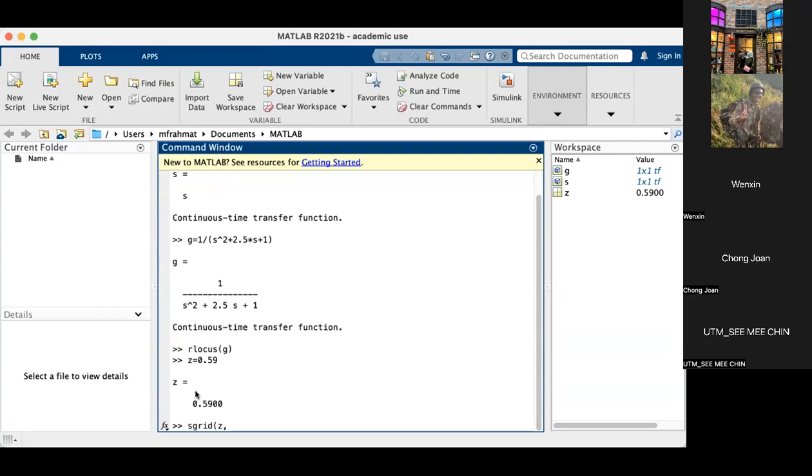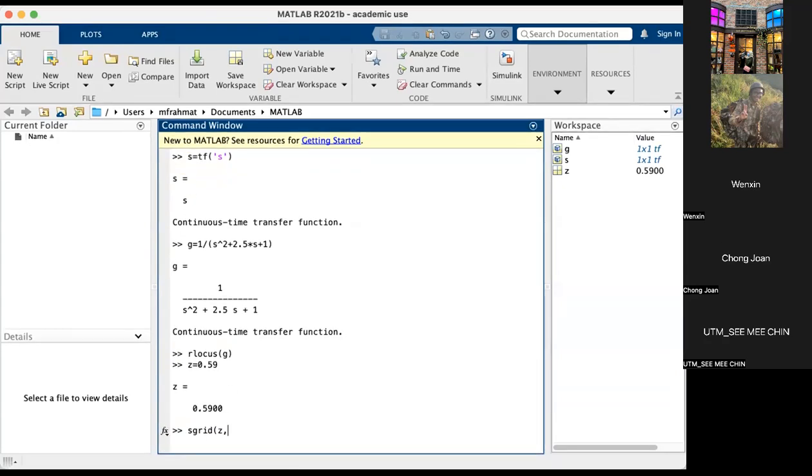Wenjin, that's great. Look at the Zoom, see the delta. I can only see Z equal to, S grid, bracket, Z, comma Z, comma G, zero.